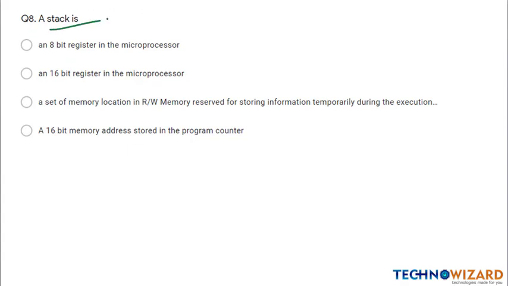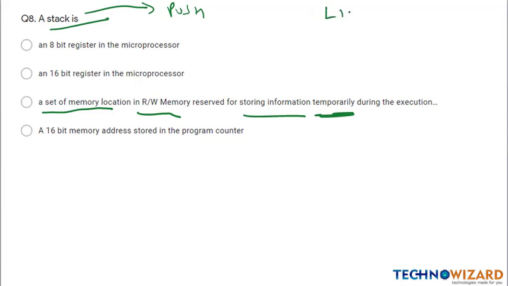Question number 8. A stack is a set of memory locations in read or write memory reserved for storing information temporarily. A stack operates as push or pop. It works on last in first out, LIFO, operation, and this is a temporary operation. Therefore, option C is the correct answer here.